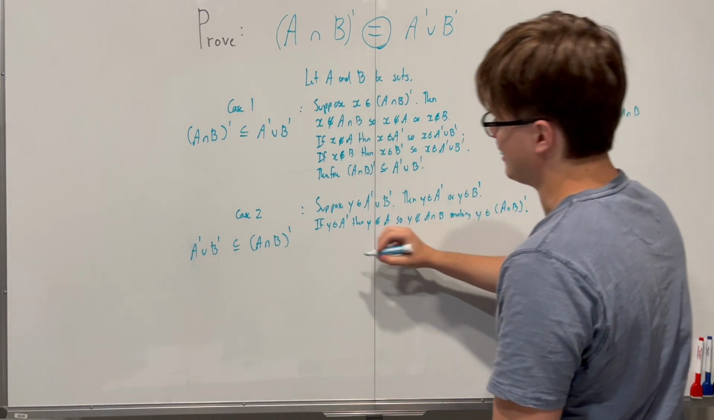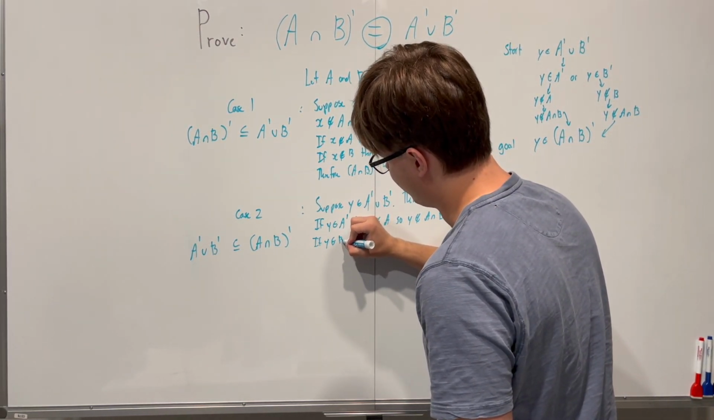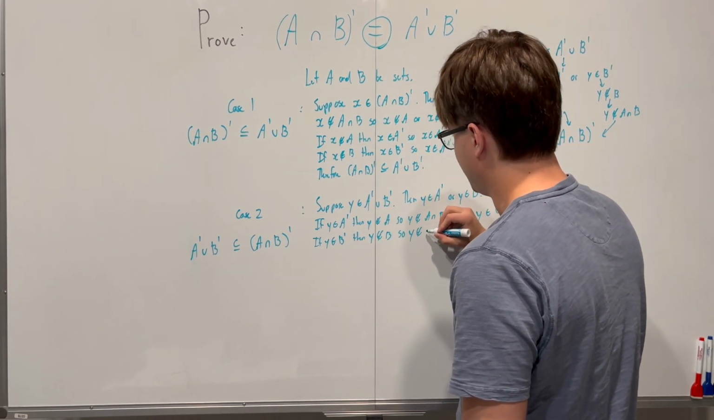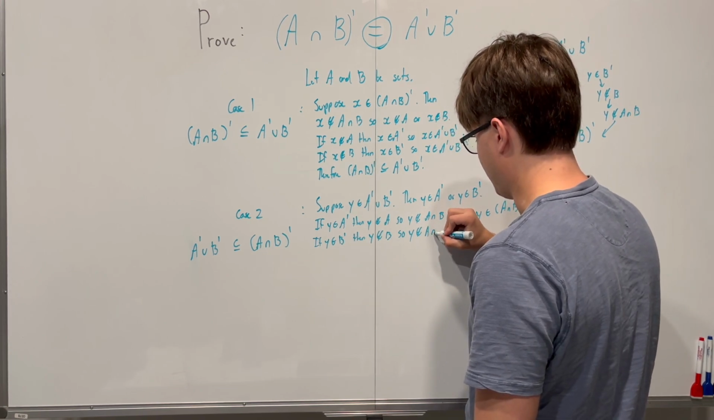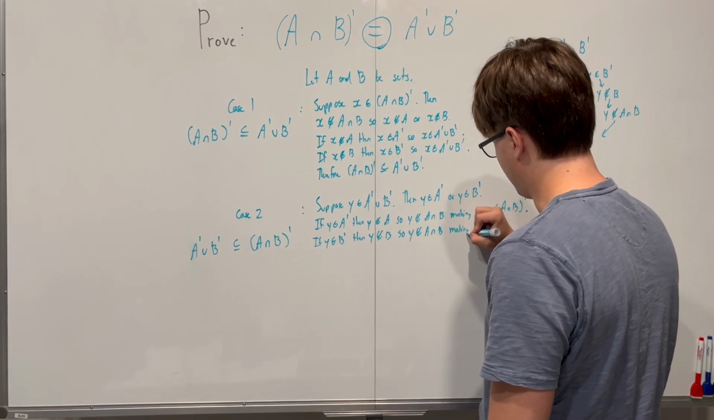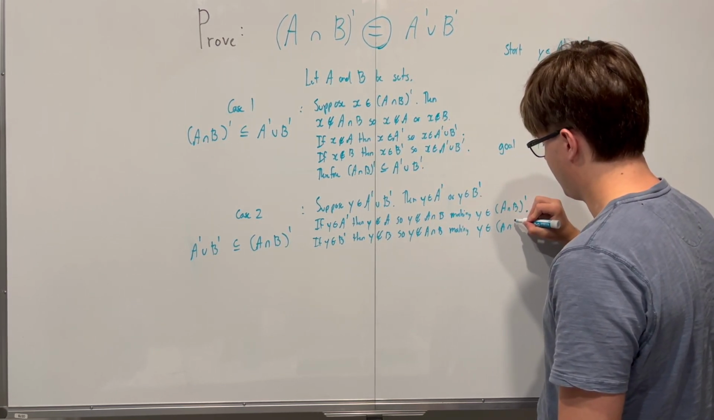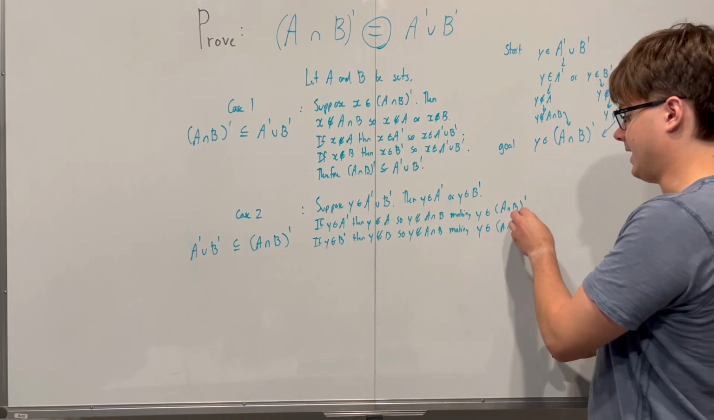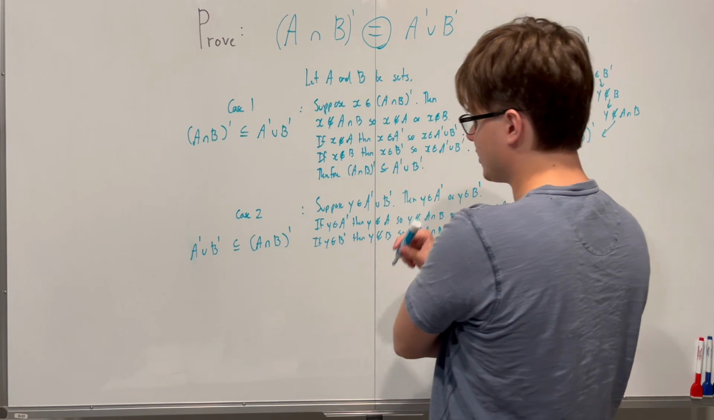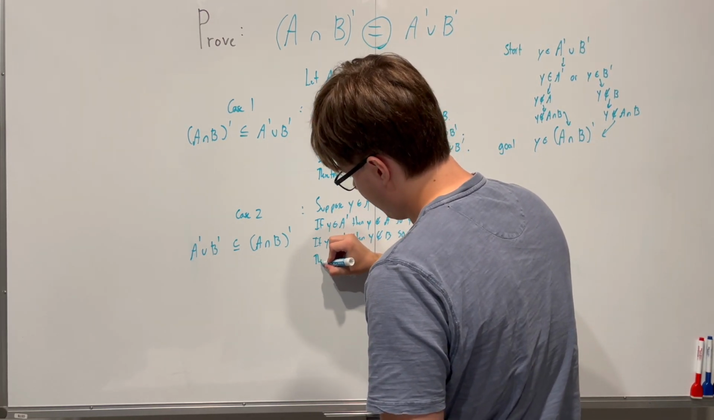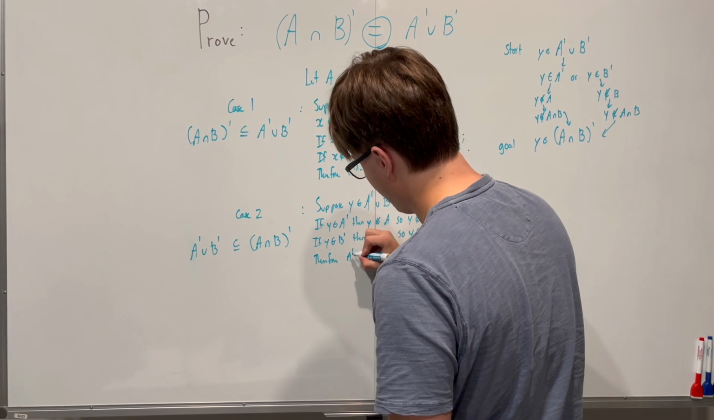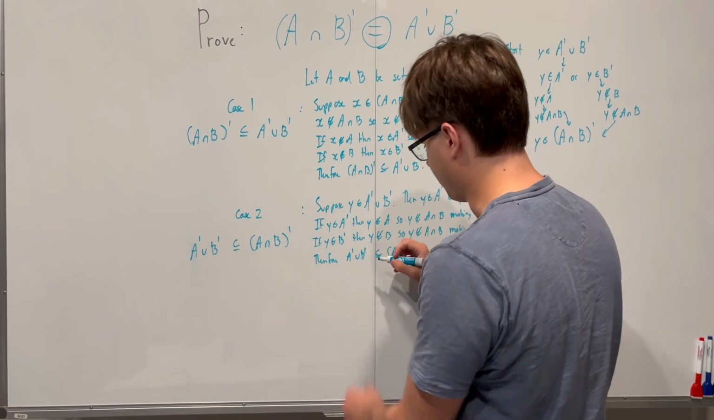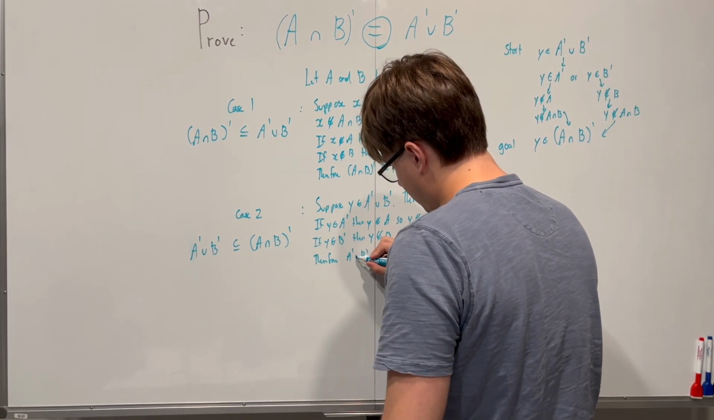Fantastic. Similarly for our case B, if Y is an element of B complement, then Y is not an element of B, so Y is not going to be an element of any intersection with B, so A intersect B, making Y an element of the complement of A intersection with B. Fantastic. Now, since we've shown Y in every case will be an element of our other set, that means the first set is a subset of our other set. So we say, therefore, A complement union with B complement is a subset of the complement of A intersection with B. That's not a very good looking B, like so.